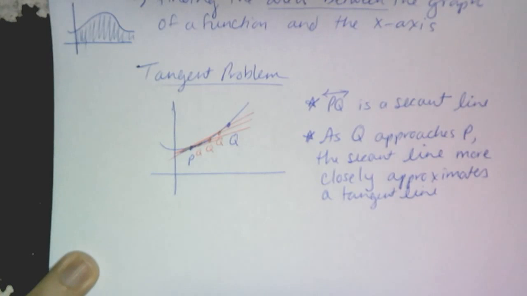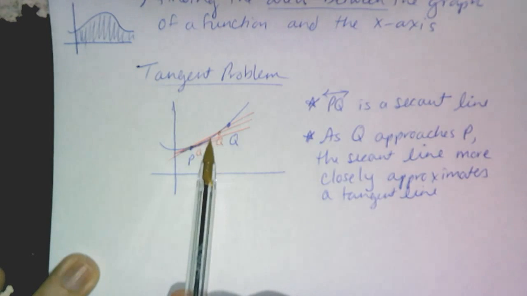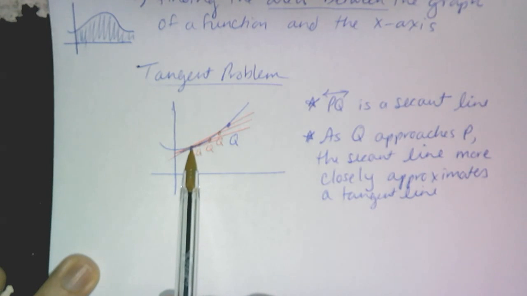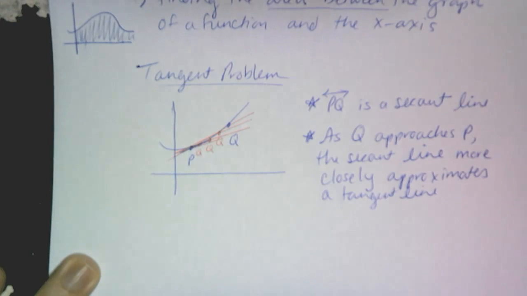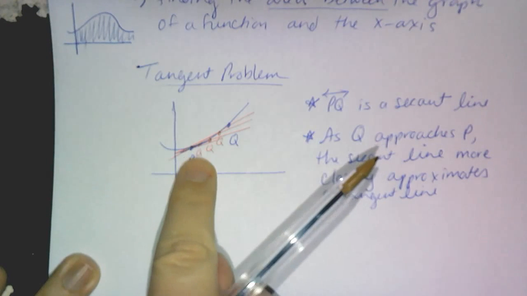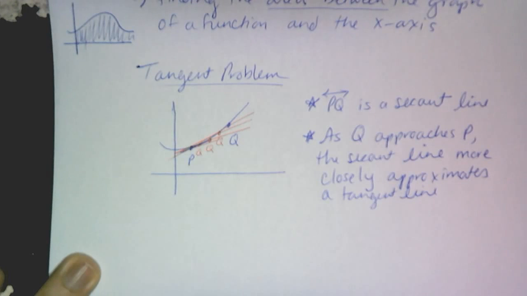Now, Q could never become P. We can't have that happen because unfortunately, we wouldn't be able to get a slope out of that. There's no way to get a slope. So that's why we have to go as close as we can to P. So close, really close, as you'll see today. We have to get really close to P in order to solve this tangent line problem. That idea of really close is called limit.